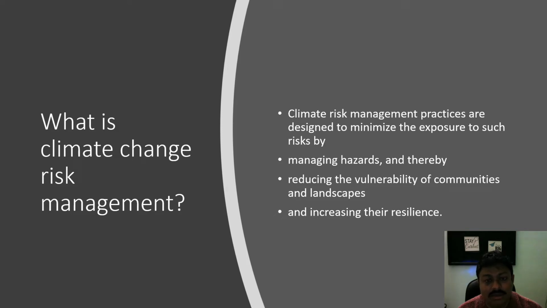Now, what is climate change risk management? I have already said that the main thing is managing the impact of hazards, to reduce the vulnerability of communities and landscape, and also to increase the resilience. When a disaster happens, not only does the disaster need to be managed, but we must take steps such that the pre-disaster situation comes back to that location as early as possible. Take the example of BBSR. The cyclone made landfall in October 1999.